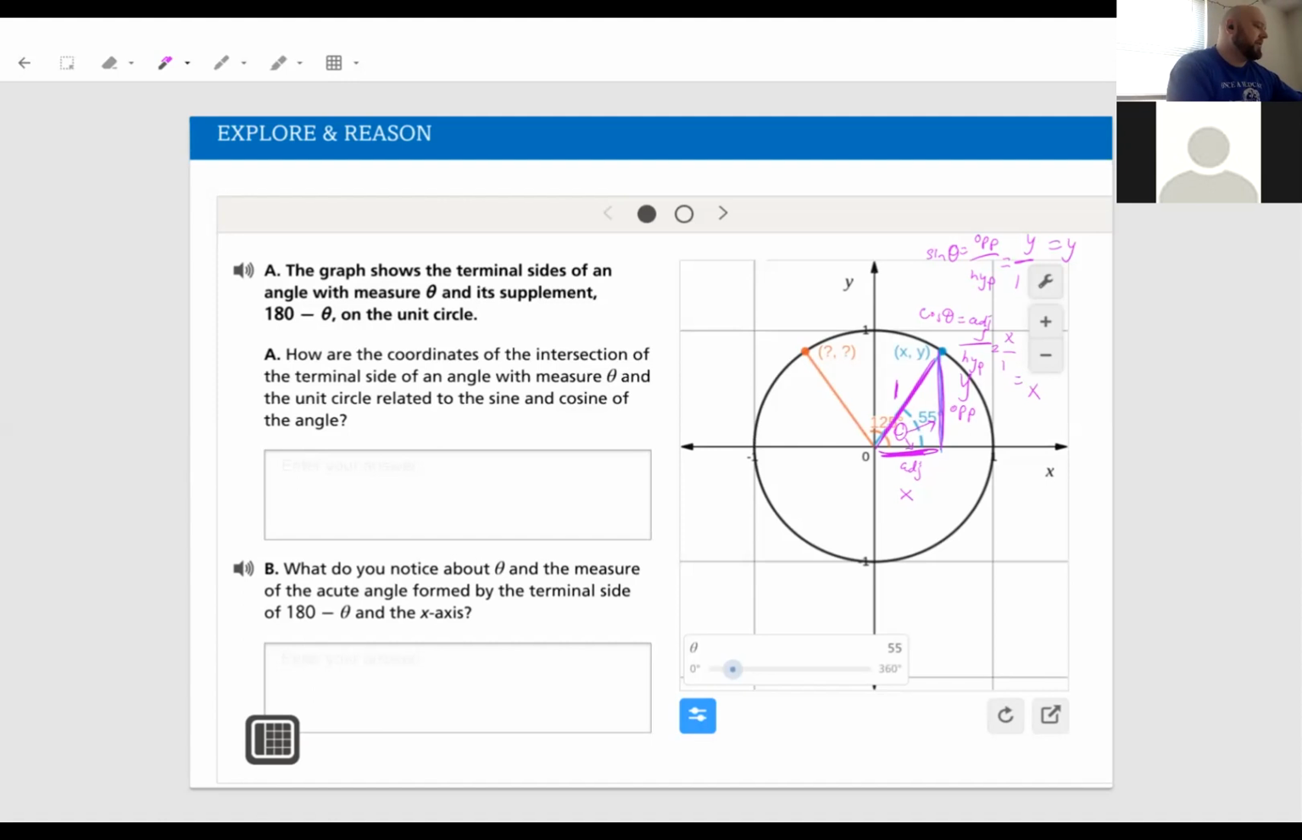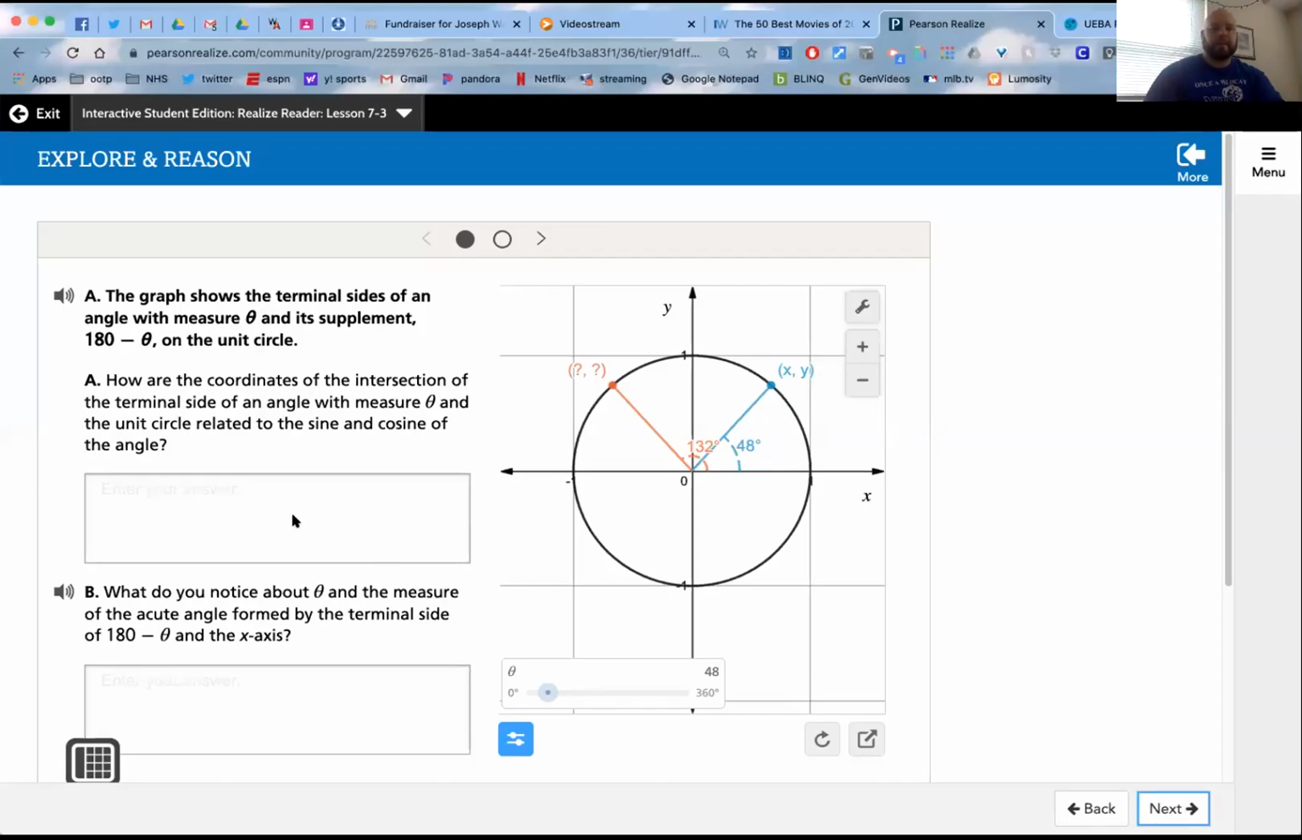So that relationship sets us up really well to be able to answer part A of our question. So I'm going to jump back over to my screen where I can write on. Now I'm back over here, and I need to talk about how these coordinate points, x, y, are related to the sine and cosine of the angle.